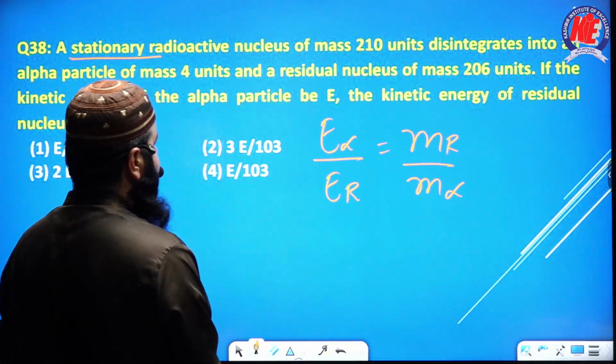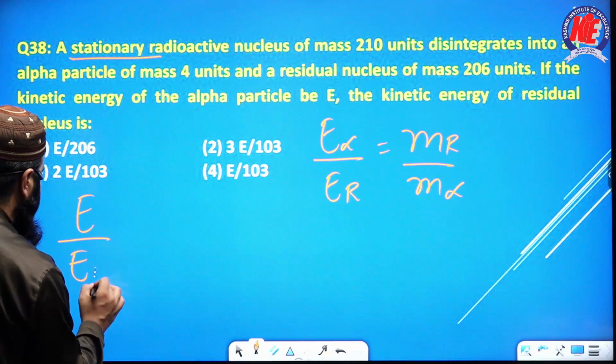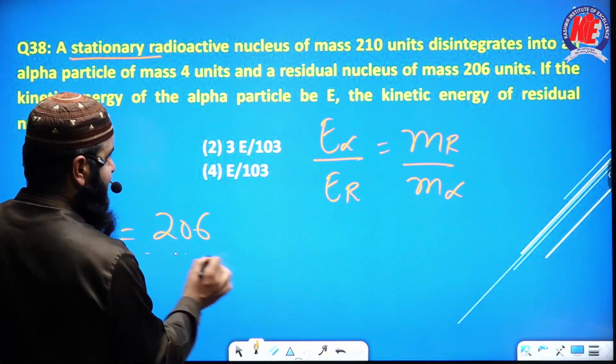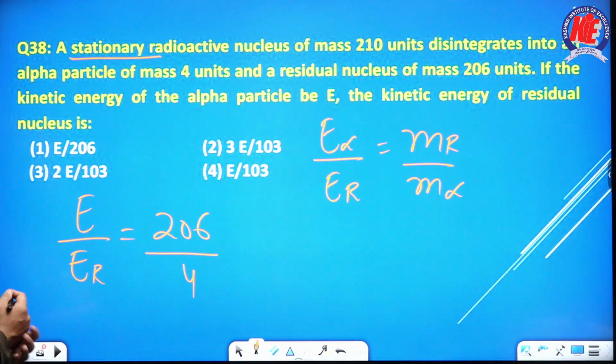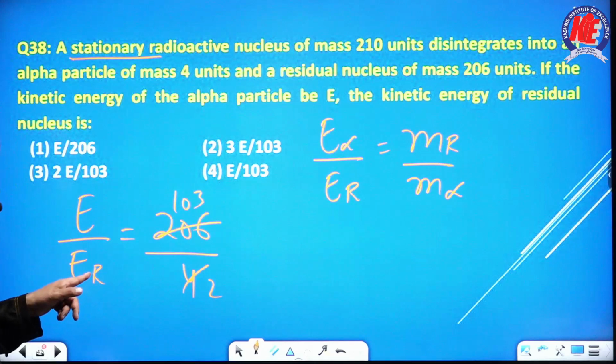If the kinetic energy of the alpha particle is E, then E divided by ER, which you need, is equal to mass of the residual nucleus 206 over mass of the alpha particle 4. Now simplify this a bit: 2 2r 2103r. You need ER, so bring it here, 2 will come here, 2E by 103. 2E by 103 is the answer.